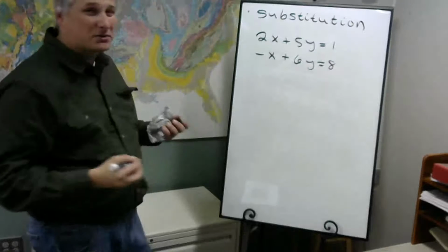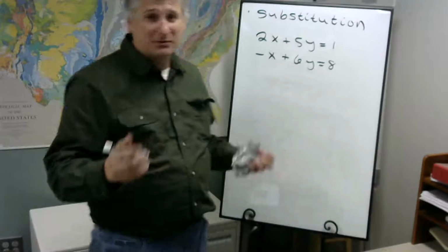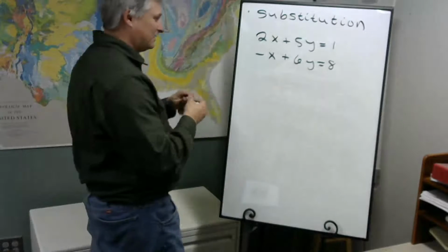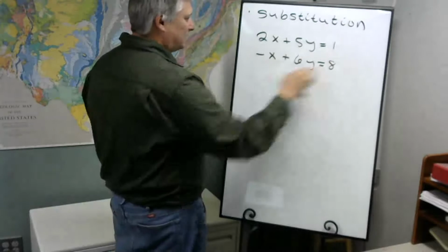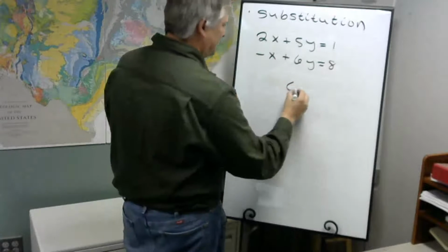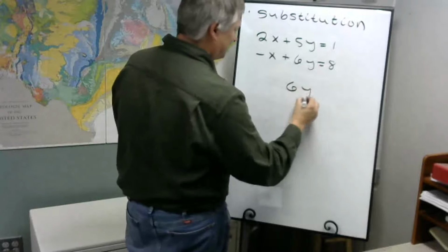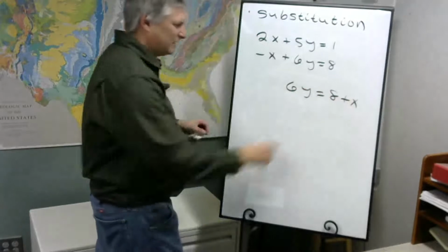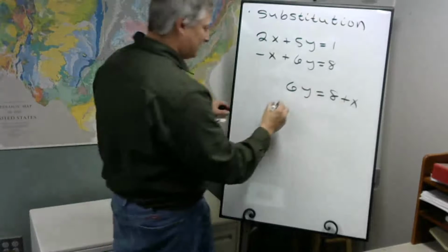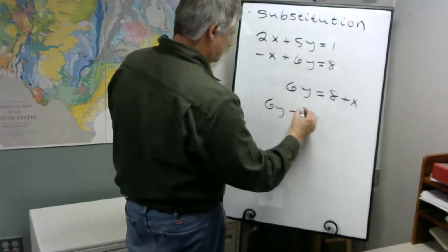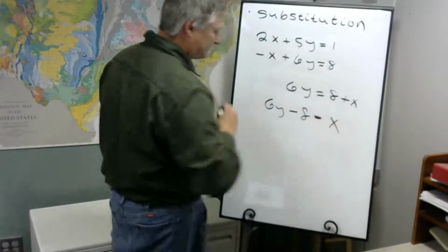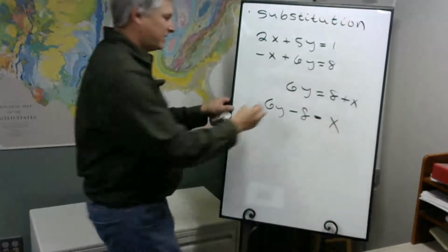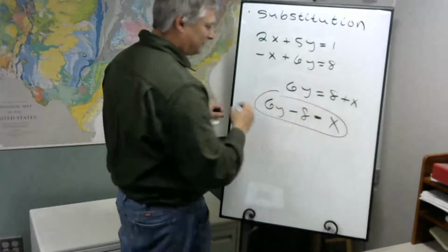Now, in this case, we want to solve for one of the variables. I'm going to actually solve for x. So I might add x to both sides here. That makes that negative go away. Subtract 8 from both sides. And now we have an expression for x.